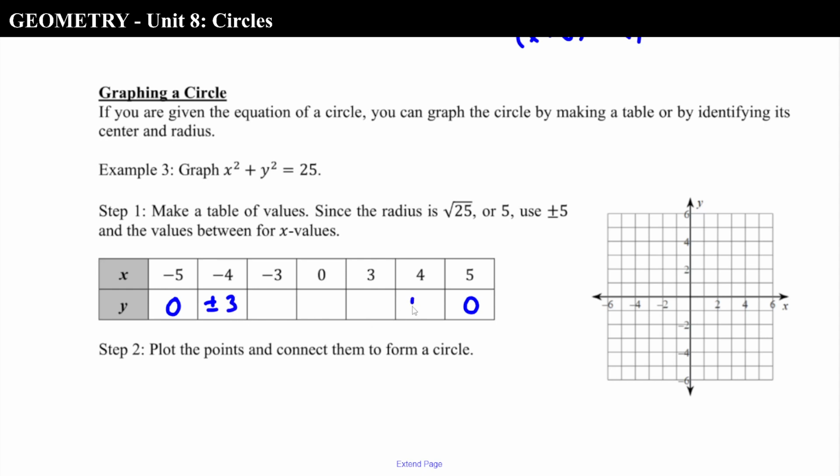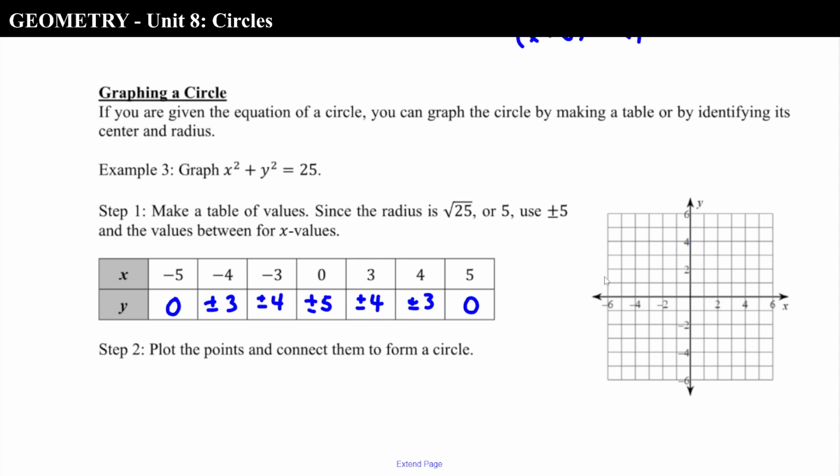The same goes for when you put in +4. If you put in -3, you get plus or minus 4. The same goes if you put in +3. And if you put in 0, you're going to get plus or minus 5. And you kind of see the pattern here. Let's plot the points and then we will connect them.